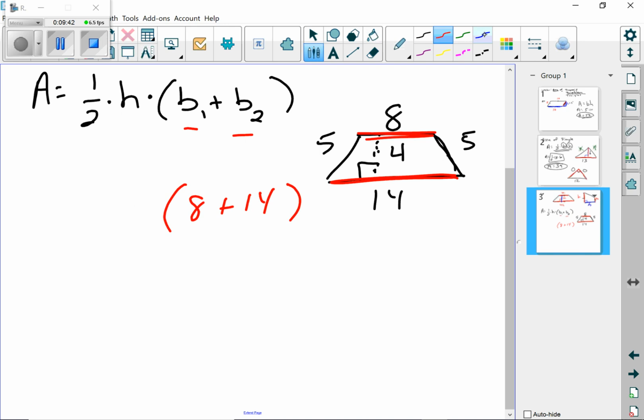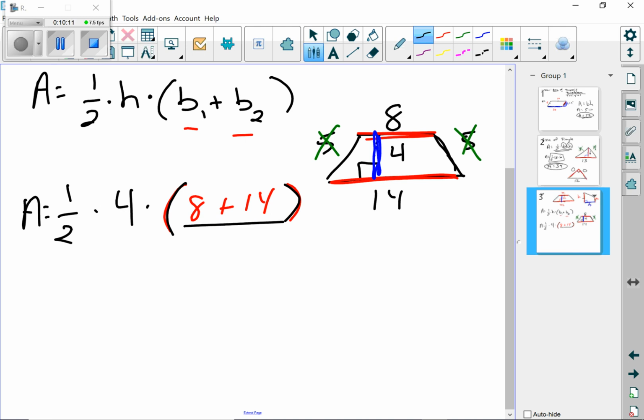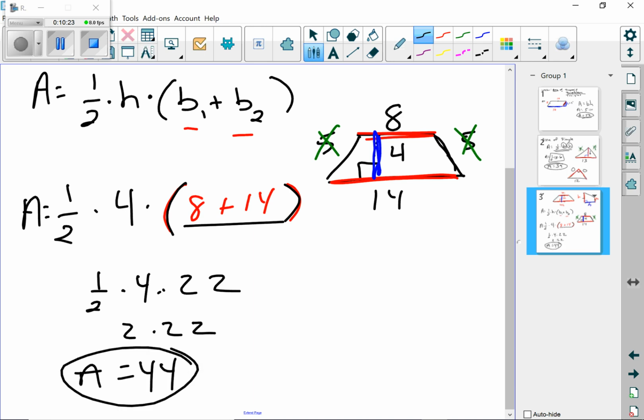Height. Height's that line right there. It's a 4. So 4 is the height number. We're not going to use the 5s. They're not part of the formula. They're not the bases or the height. Got it? We need the 1/2. Grab the calculator. It's a good time for it. If you use a calculator, make sure you use parentheses around these two numbers. If you're not using parentheses, which is fine, old-fashioned order of operations. So that's going to be a 22, 1/2 times 4 times 22. 1/2 times 4 is 2. 2 times 22, makes 44. Area equals 44. Okay, got it?